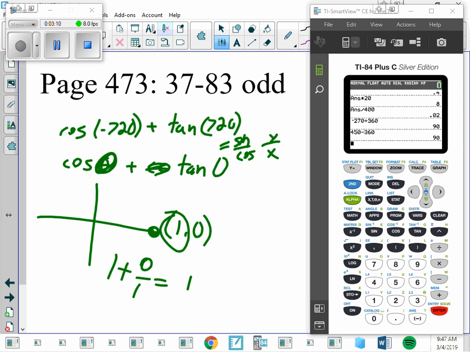So I found a coterminal angle to negative 720. Negative 720 is 2 reverse loops, so I just changed it down to 0. So on your unit circle, cosine of theta is the x value, and sine of theta is the y value, and tangent is y over x, which is sine over cosine.